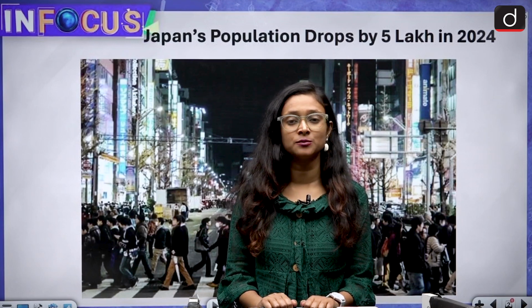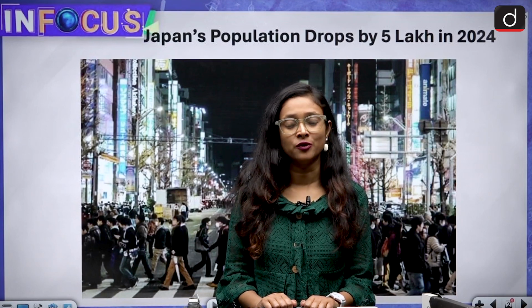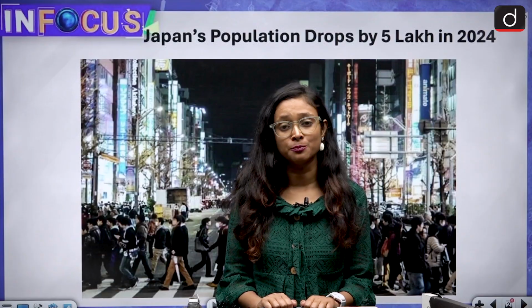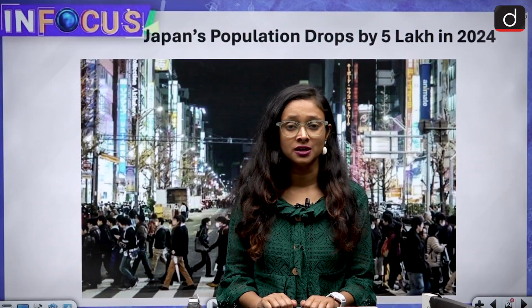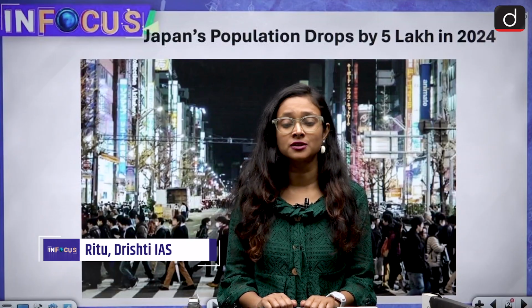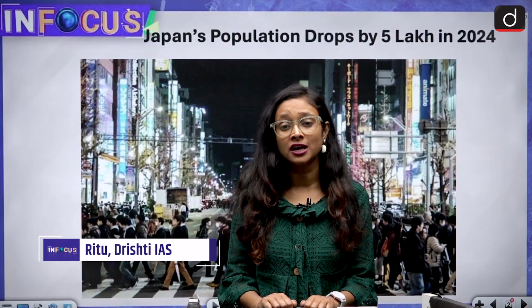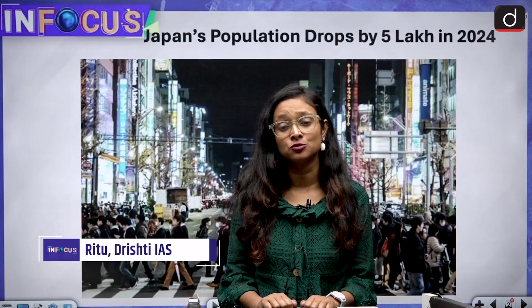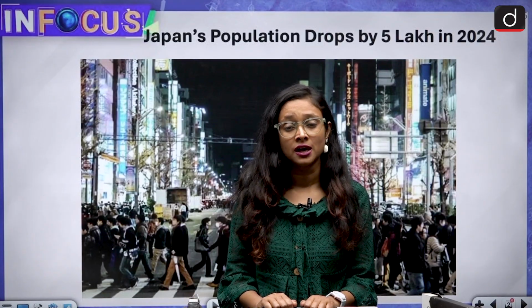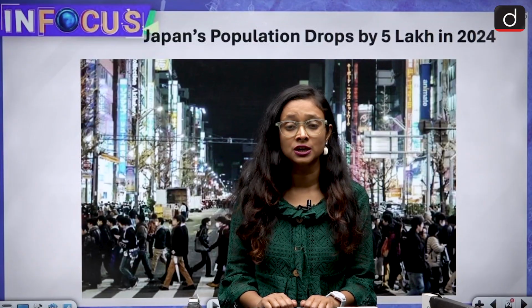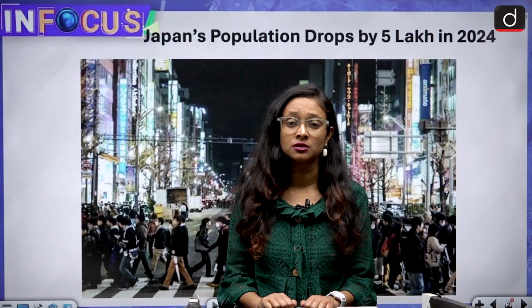India has become the most populous country, while in the case of Japan, the population is shrinking day by day. And this is a matter of concern because such dynamics can be seen in European countries and also in East Asian countries. This made us think about the repercussions of such a decline in population.